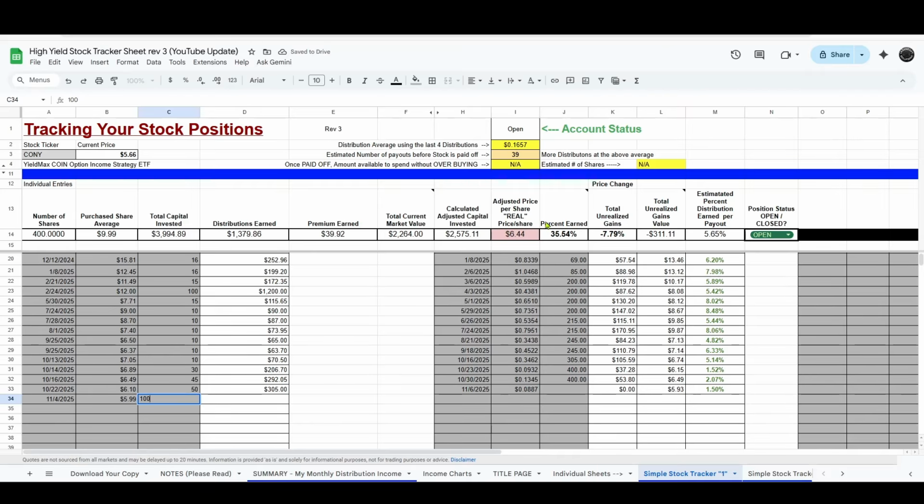So my real price per share, even off of that purchase, because it is under my real price per share, that $5.99 is under $6.44.